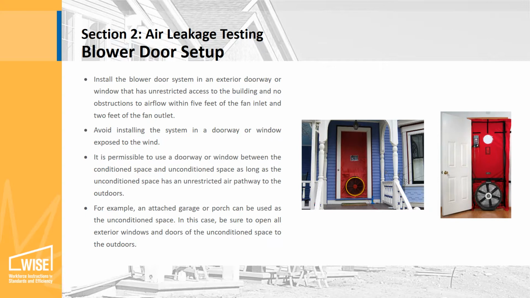It is permissible to use a doorway or window between the conditioned space and unconditioned space as long as the unconditioned space has an unrestricted air pathway to the outdoors. For example, an attached garage or porch can be used as the unconditioned space. In this case, be sure to open all exterior windows and doors of the unconditioned space to the outdoors.